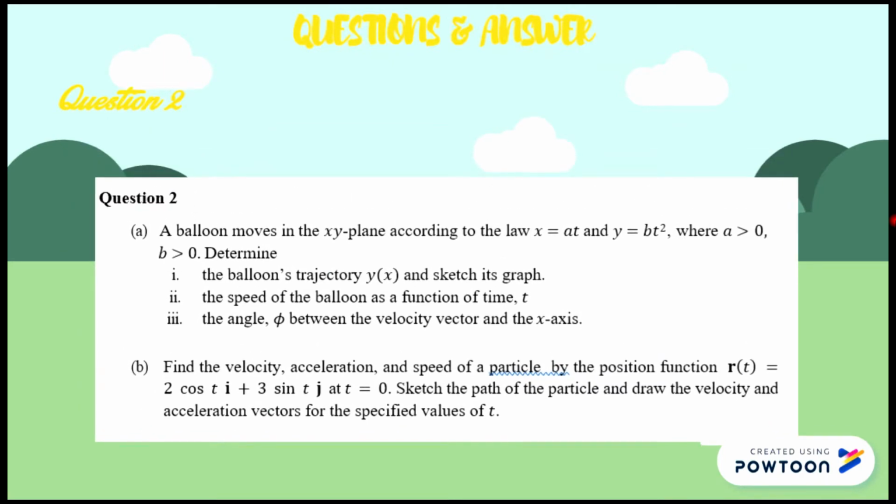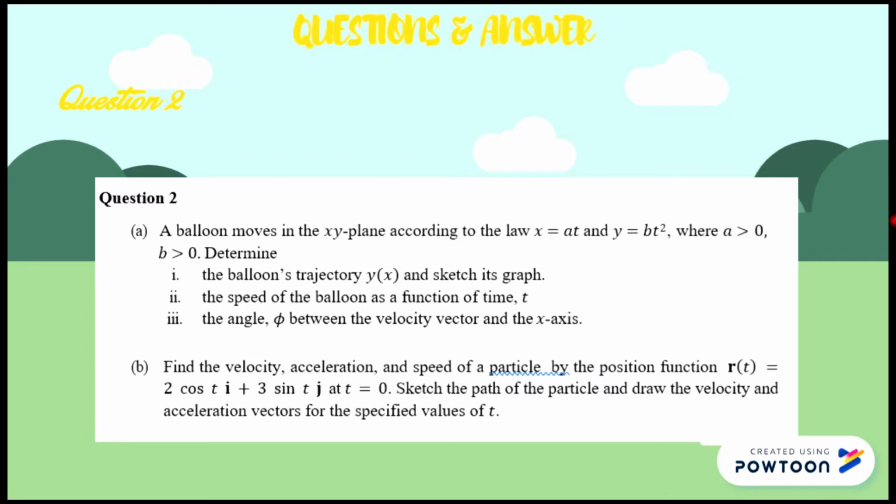Okay, we proceed to question 2, which is a balloon moving in the xy plane according to the law x equals at and y equals bt to the power of 2, where a must be larger than 0 and b must be larger than 0. Okay, so for question A, we need to determine the balloon trajectory y against x and sketch each graph.